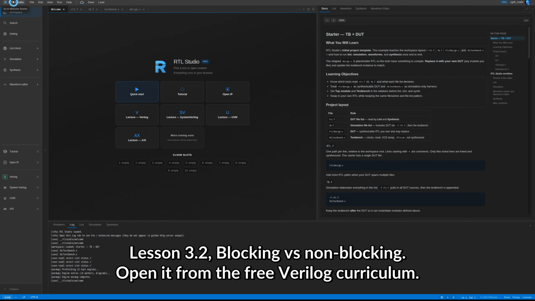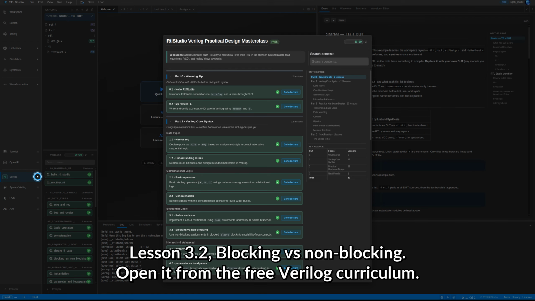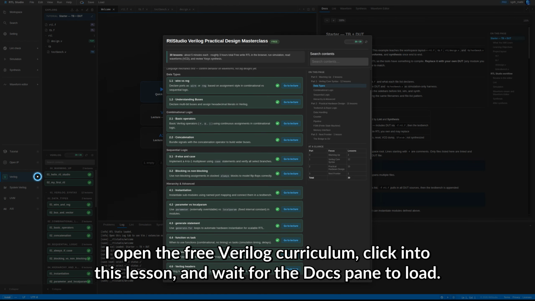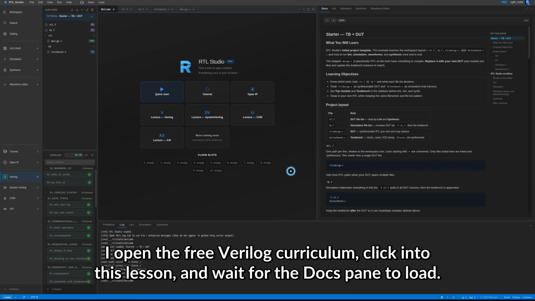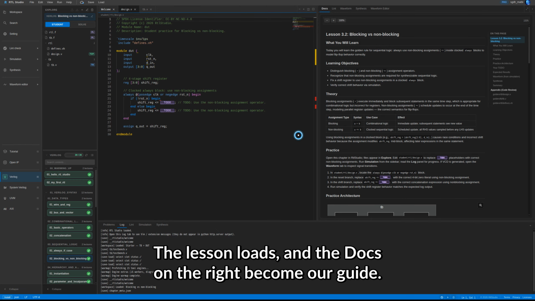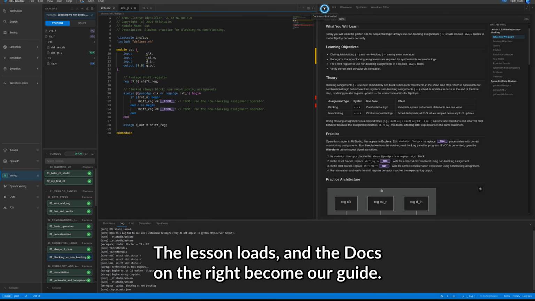Lesson 3.2: Blocking versus non-blocking. Open it from the free Verilog curriculum. I opened the free Verilog curriculum, clicked into this lesson, and waited for the docs pane to load. The lesson loads and the docs on the right become our guide.